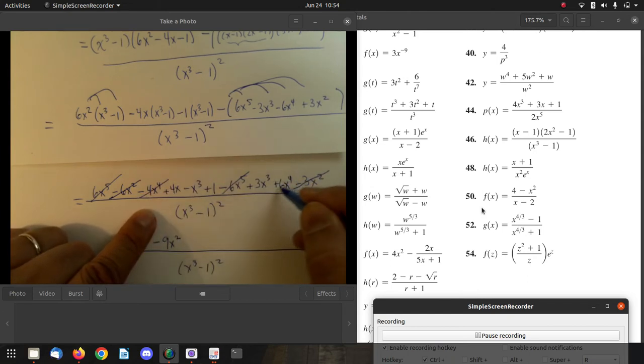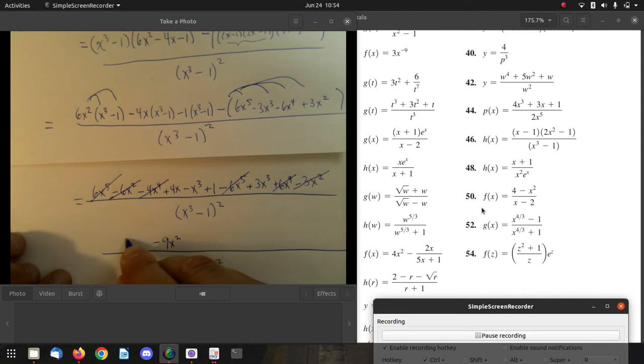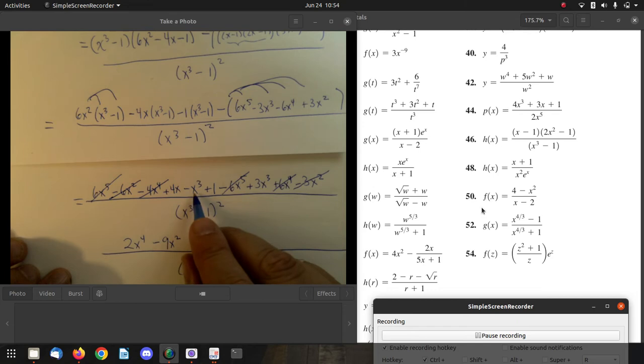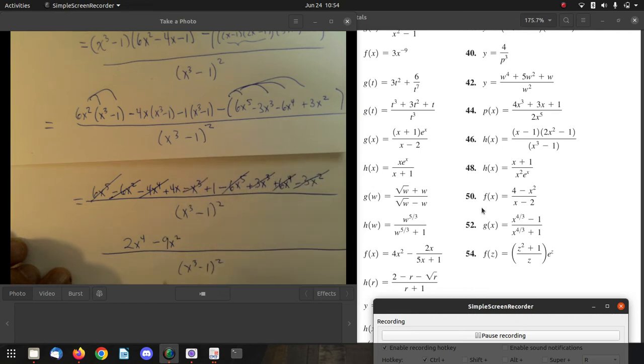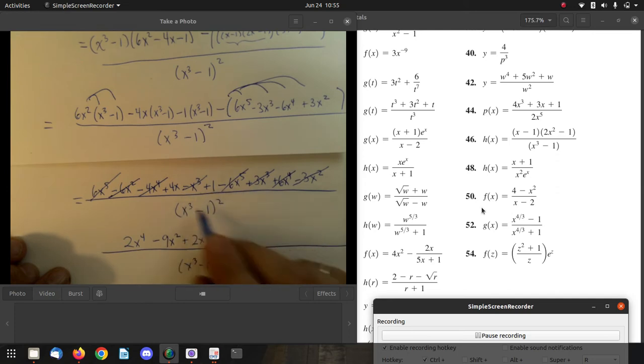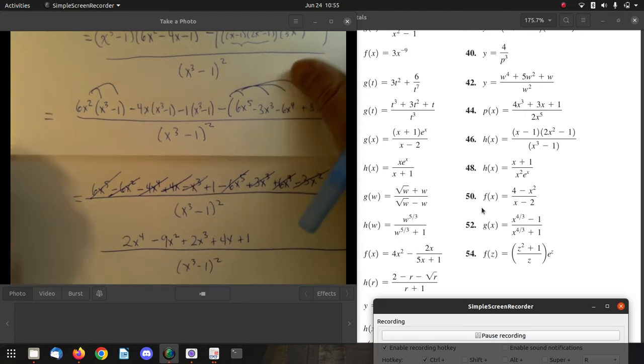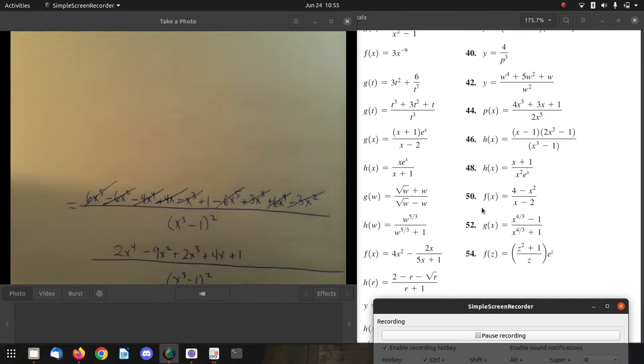Negative 4x to the 4th, positive 6x to the 4th. That's going to be 2x to the 4th left over. Negative x cubed, positive 3x cubed will be 2x cubed. I can't really squeeze it in there, so I'll just put them out of order this time. So positive 2x cubed, and then I'll arrange them in descending order of degree at the end. And then we have plus 4x, and then plus 1. So let's go ahead and put them in descending order of degree at this time.